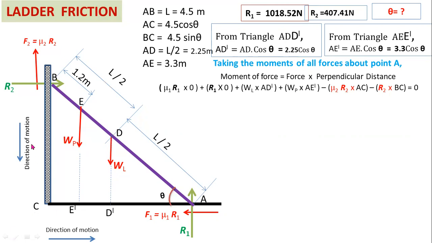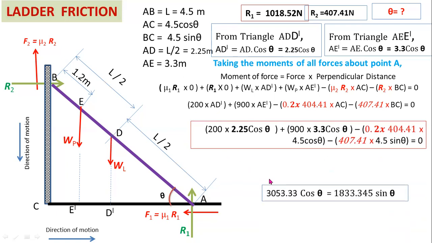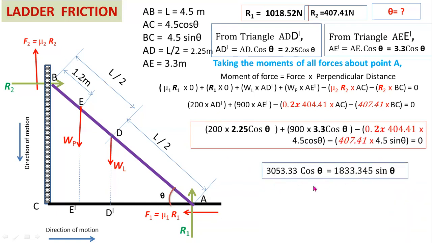Now this R2 force passing through point B, so the perpendicular distance is BC. And this F2 force passing through point C, so the perpendicular distance is AC. For clockwise moments, you have to consider minus sign. For anti-clockwise moments, you have to consider positive sign. So you substitute the values in this equation, you can get the value of theta. From this equation, tan theta equal to 1.665.